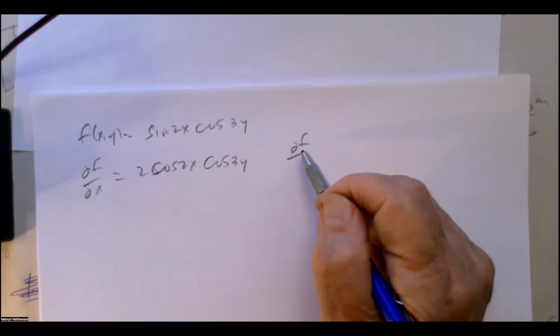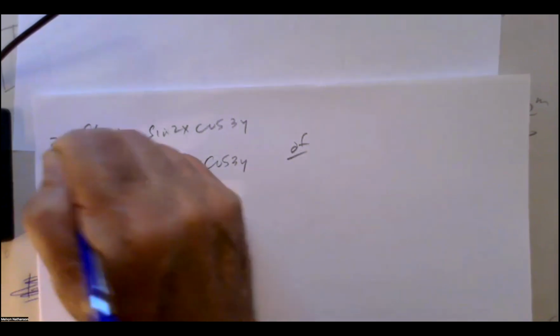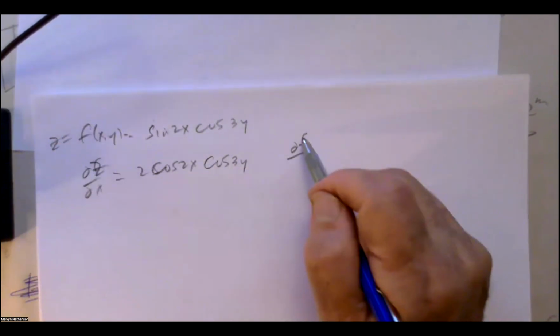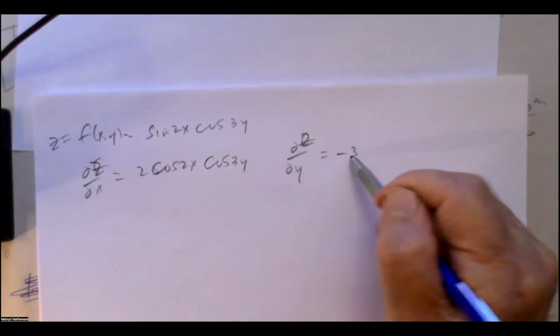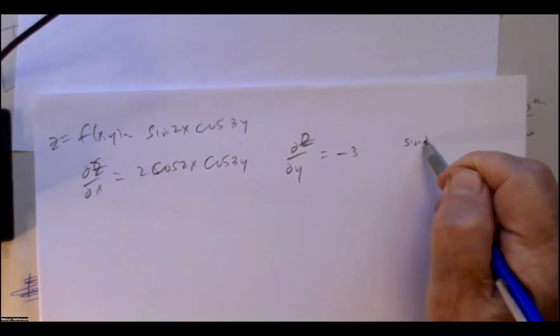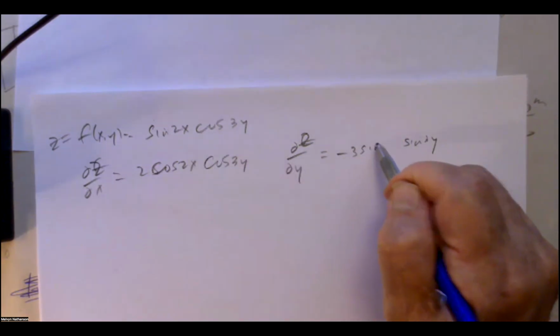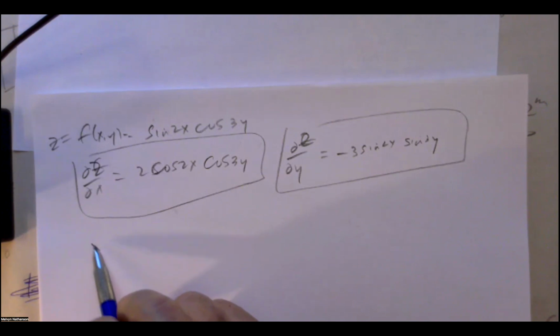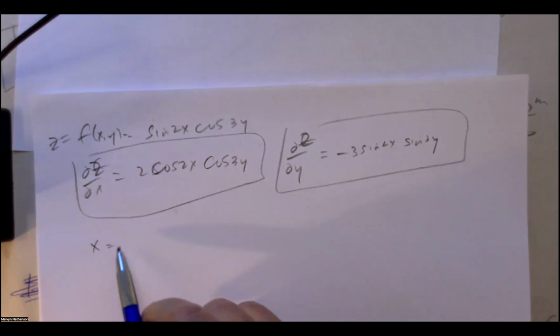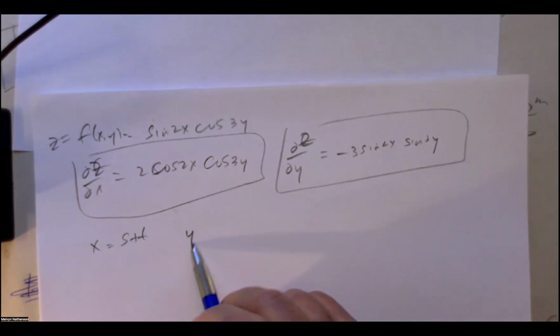And the partial, let me call this z, partial of z with respect to y is minus 3 sine 3y times the sine of 2x. So these are the two partial derivatives. But now, suppose x and y are themselves functions of s and t. x is equal to s plus t, and y is equal to s minus t.